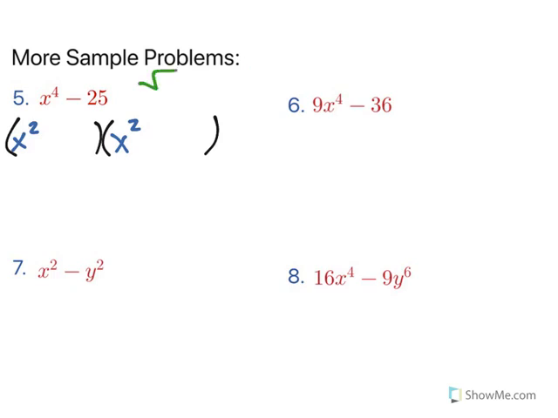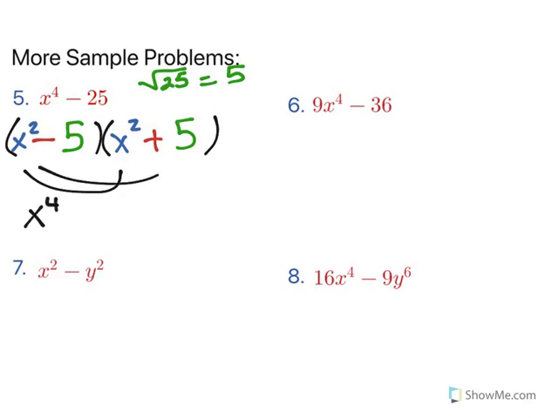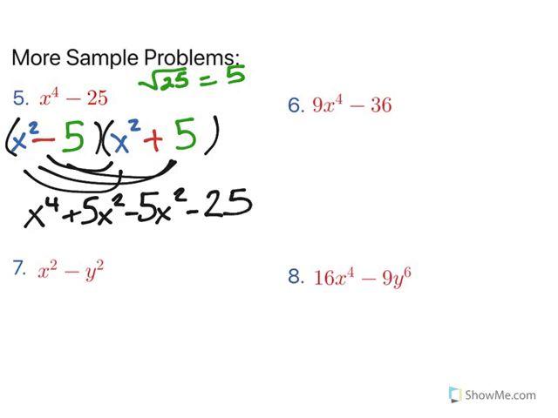We then look at the 25. The square root of 25 equals 5. So that's also going to go into our parentheses. And then lastly, we do alternating signs. Check our work. X squared times x squared gives us x to the 4th power. 5 times x squared gives us 5x squared. Negative 5 times x squared gives us negative 5x squared. And last, negative 5 times 5 is a negative 25.